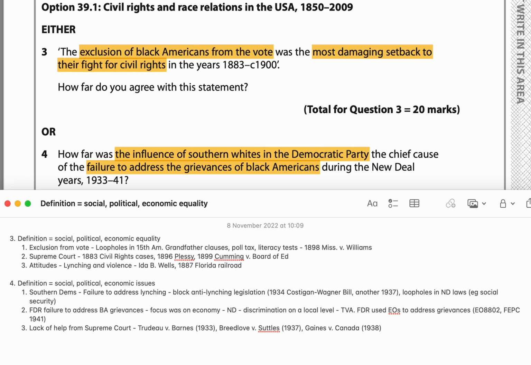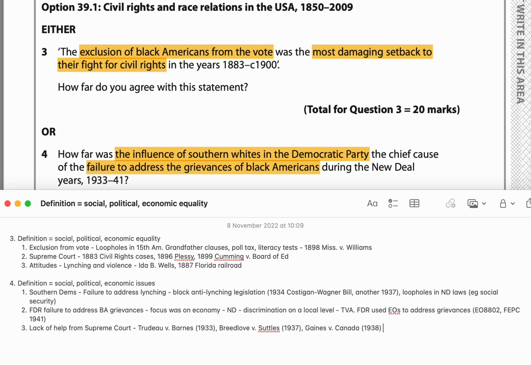And then the third Supreme Court decision, Gaines versus Canada, said that, so on one hand, it looks fairly positive, but when you get into it, it's not. It said that separate but equal must be equal. So it looks like something of a success, but it upholds the Plessy decision. It doesn't say segregation is unconstitutional, so it upholds that. So I would say that these decisions by the Supreme Court really just maintain the status quo.